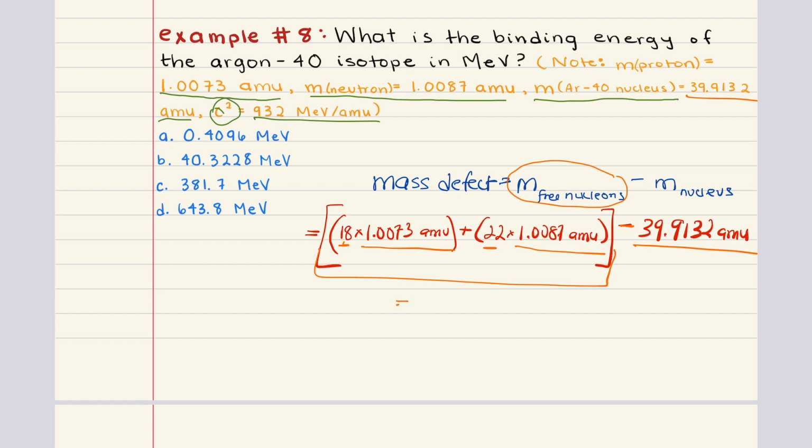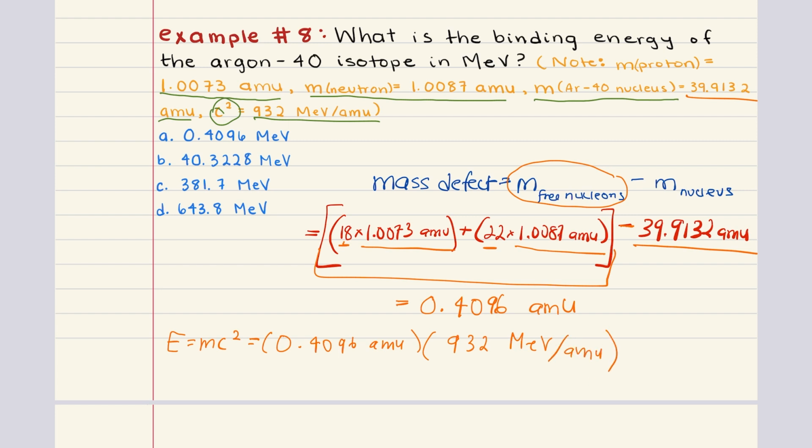The mass defect, once we calculate this, is equal to 0.4096 atomic mass units. Now that we know the mass defect, the binding energy can be determined using Einstein's famous equation E equals mc squared. M is going to be the mass defect here, which is equal to 0.4096 atomic mass units. C squared is equal to 932 mega electron volts per atomic mass unit.